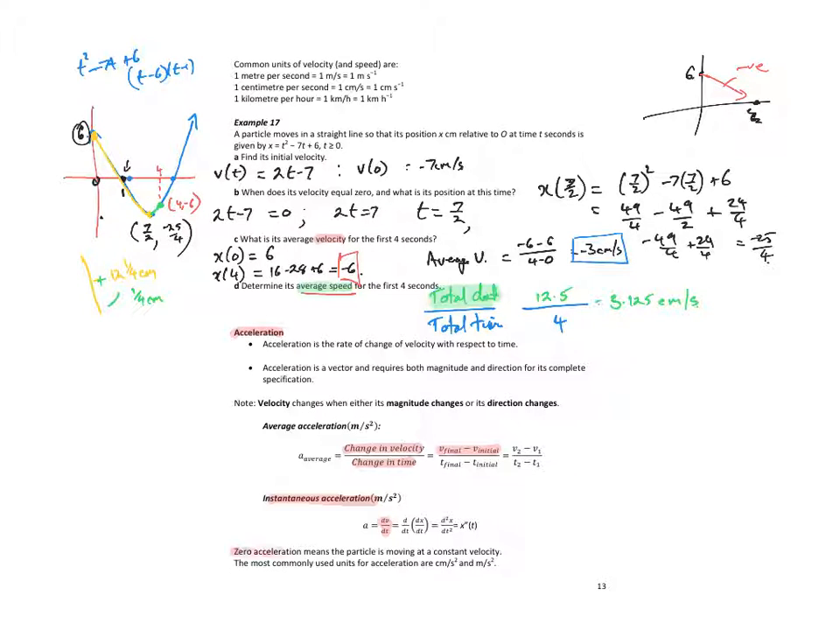Little thing: zero acceleration means the particle is moving at constant velocity. I'm sitting on exactly 60 kilometres an hour. I'm not accelerating, I'm not decelerating, I'm just on that same speed or that same velocity.